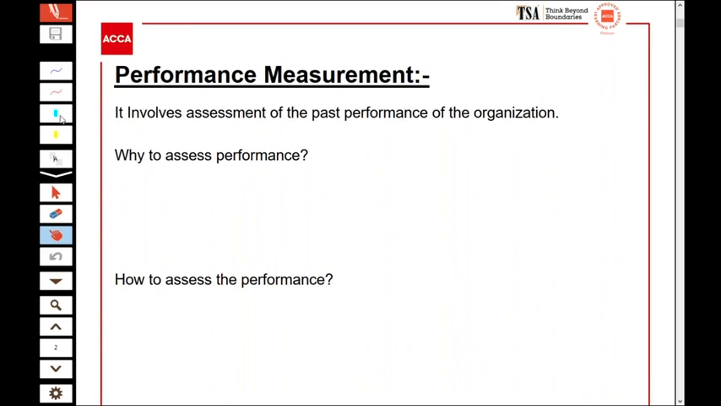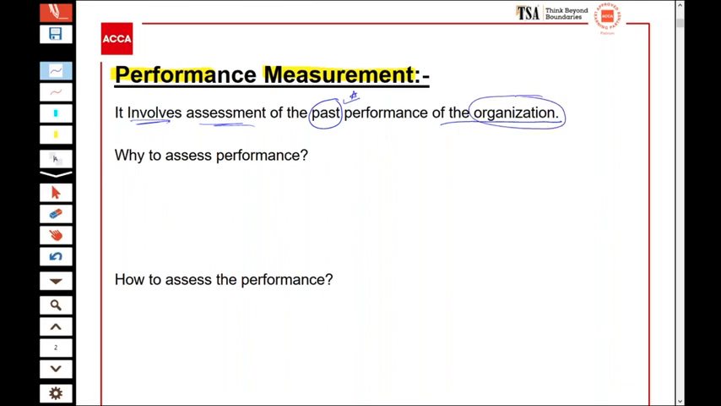What do you mean exactly by the term performance measurement? Performance measurement means that you are assessing the past performance of your organization. Which performance? Past performance. It involves assessment of the past performance of the organization.